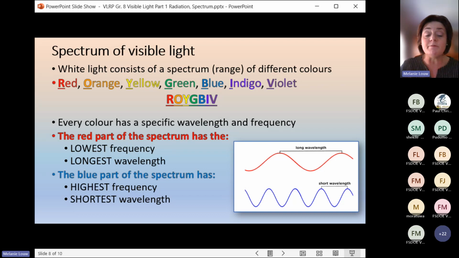But on the other hand, if you look at violet light, it will have the highest frequency but the shortest wavelength. So those crests are very close to each other, and that is what we mean by a long wavelength and a shorter wavelength. So you must please remember that red has a long wavelength and a very low frequency, but violet has the highest frequency but the shortest wavelength. So make sure that you remember that.